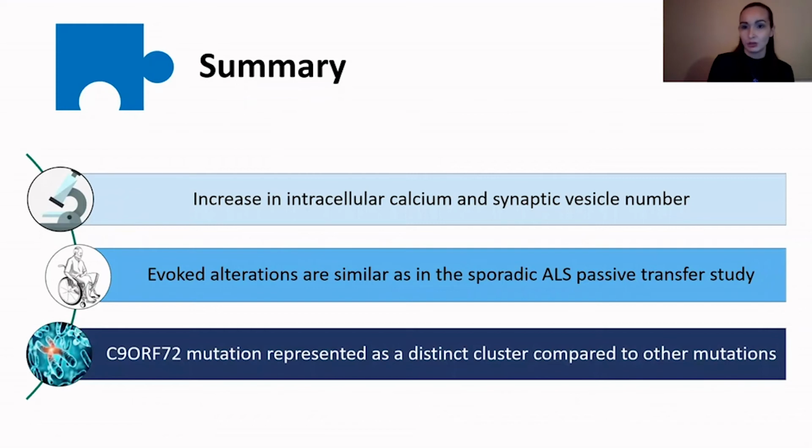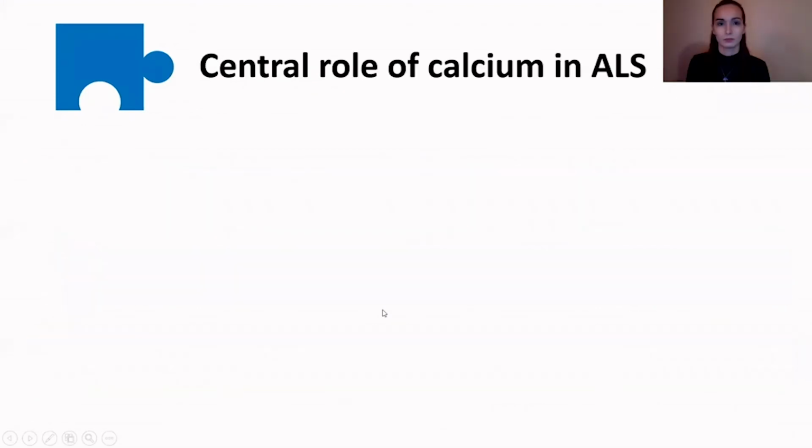Moreover, C9orf72 mutation were sorted into a different cluster with cluster analysis. At the end of my talk, I would like to show an overview of the pathological processes of ALS. As I mentioned in the beginning of my presentation, the main elements of the pathomechanism of ALS are oxidative stress, mitochondrial dysfunction, inflammatory and immune processes, and elevated intracellular calcium level. Let's see in details how they operate in an orchestrated way and amplify the effect of each other.